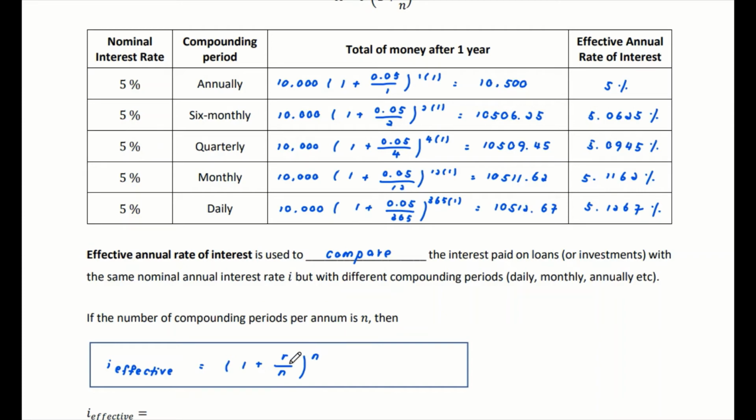But then this is the amount that we are using to calculate the total amount of money. It's not the interest only. So what do we need to do? We need to minus off the original 100% of the principal. So that's why minus 1. So this is the formula that we'll be using to calculate the effective annual rate of interest.